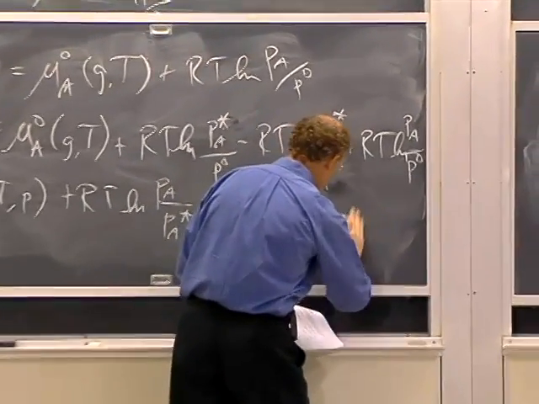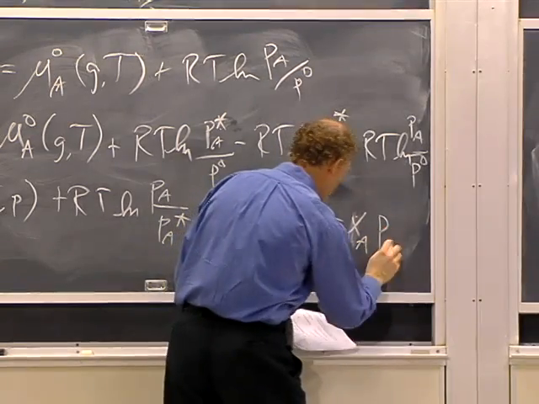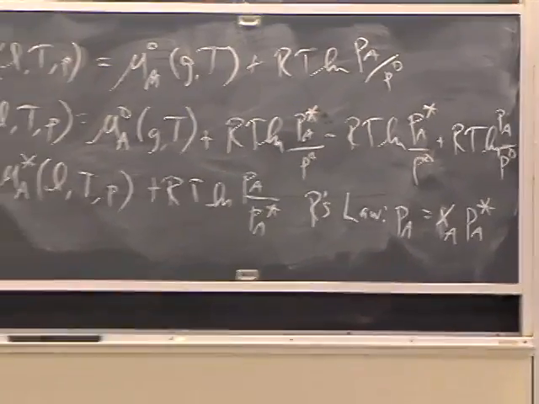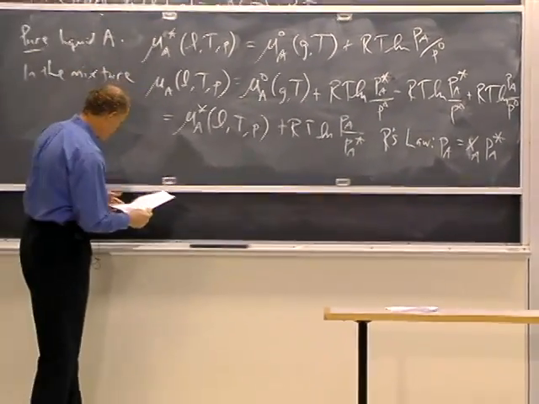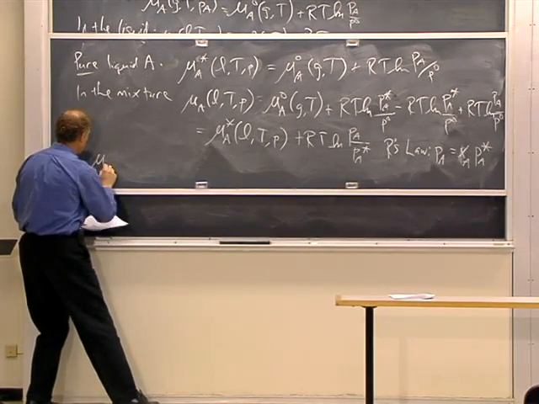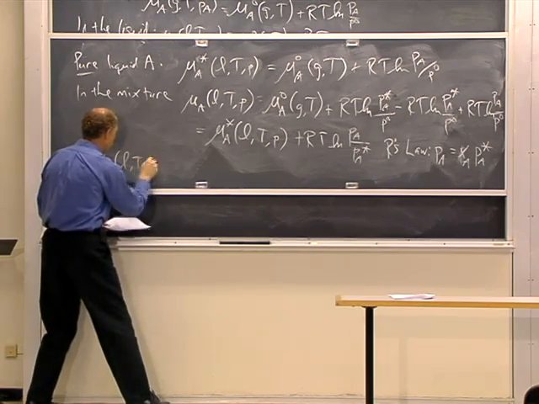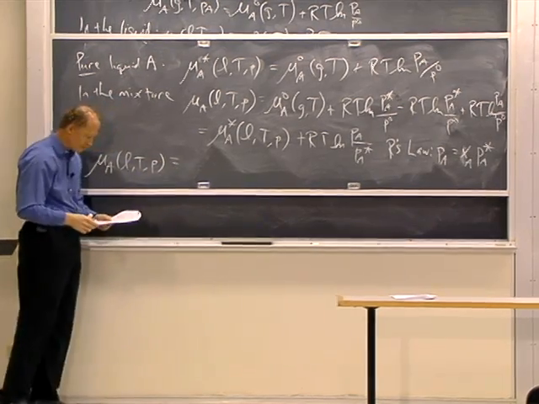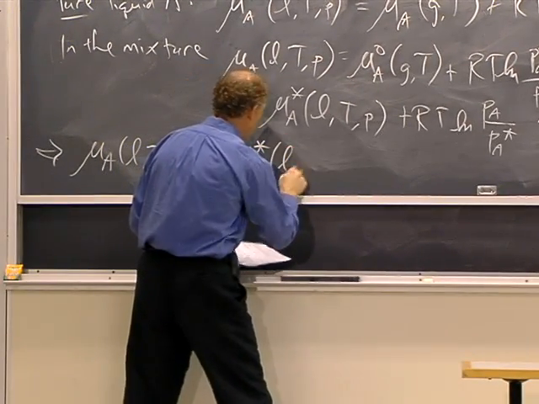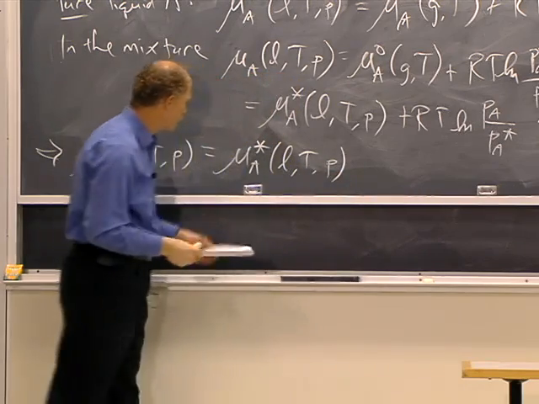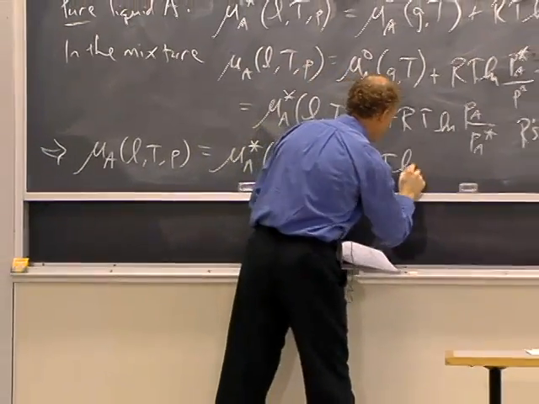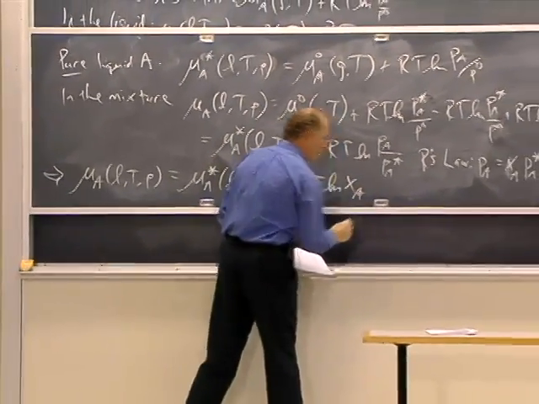PA is just the mole fraction XA times PA star. That's just true for the ideal mixture. So now finally we can write that mu A in the liquid at T and P is just given by mu A star, so that's for the pure liquid at that temperature and pressure, plus RT log of the mole fraction of A.